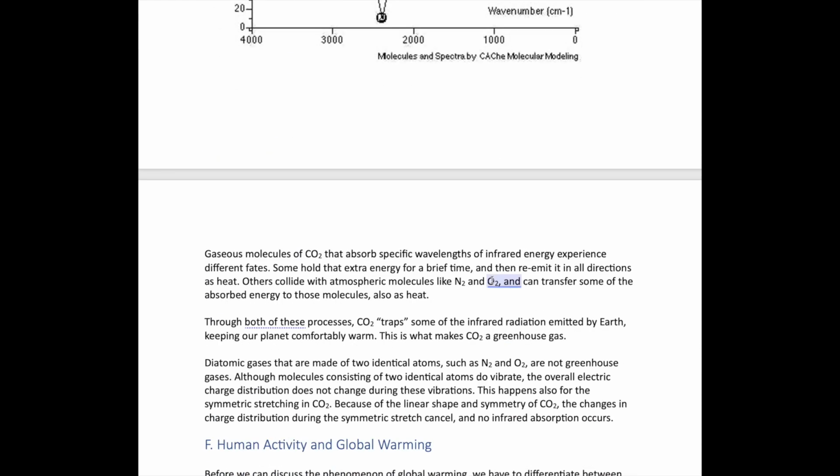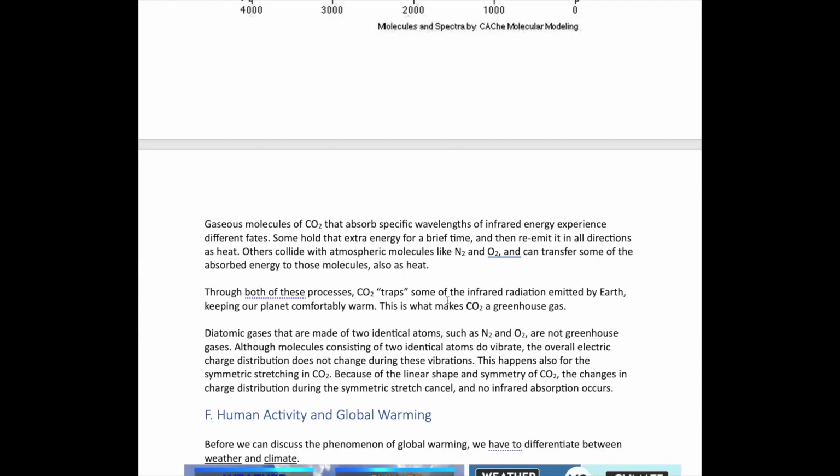The other fate associated with this energy that's absorbed by the CO2 is that it might be transferred into molecules like nitrogen and oxygen, which, although they're not greenhouse gases, exist on Earth, and therefore that energy doesn't really get released back out into space. So either way, when a CO2 molecule absorbs heat, it keeps much of that heat on Earth as opposed to releasing it into space. And so this is what makes CO2 a greenhouse gas.